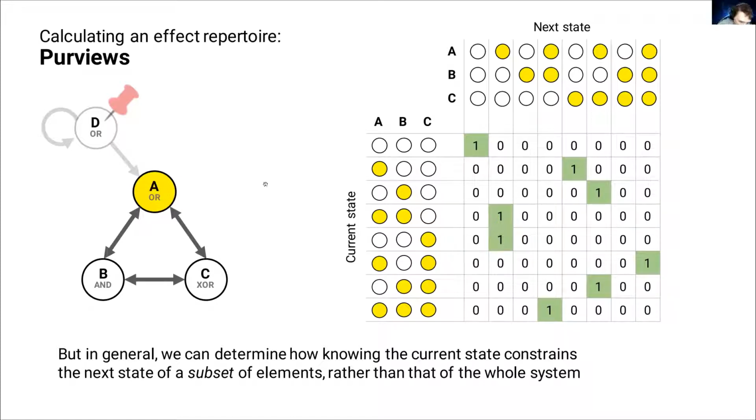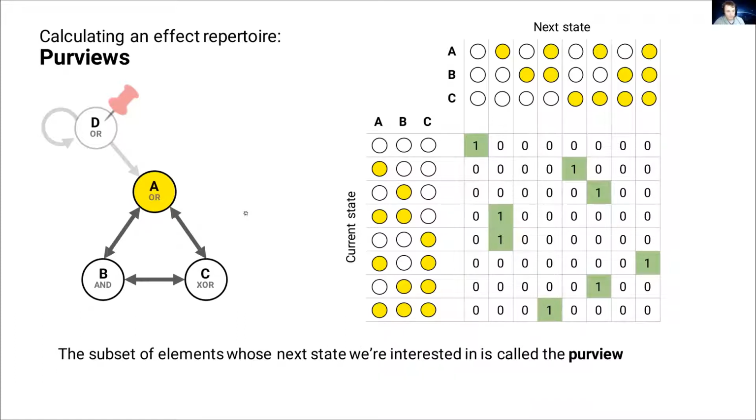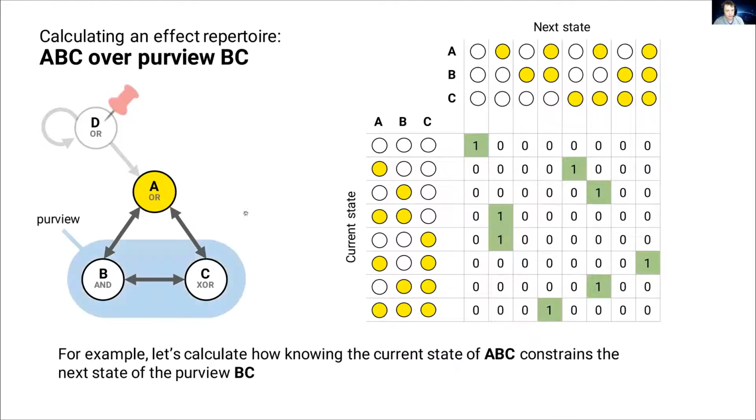But we can look at the effect of a mechanism over some subset of our candidate system at the next time point. And when we're doing that, we call that a purview. So a subset of elements of interest is what we call the purview of the mechanism. So for example, if we're keeping ABC as our mechanism, but we're only interested in B and C elements as our purview, we can see how A, B, and C constrain the next state of not the entire system of A, B, and C, but just the purview elements B and C.